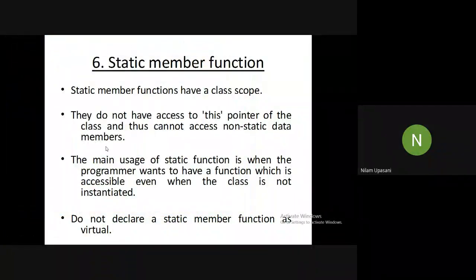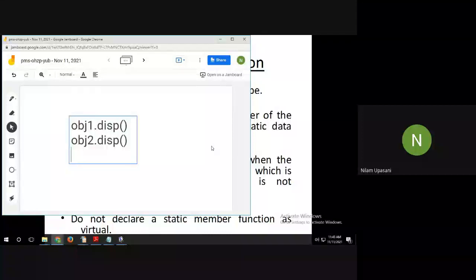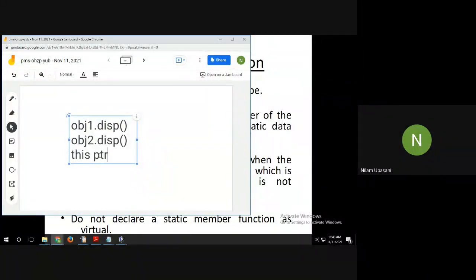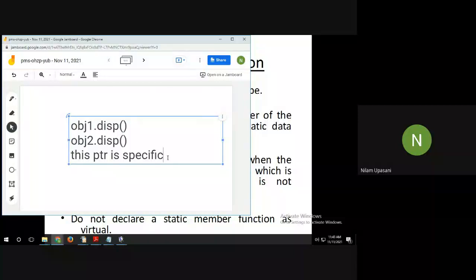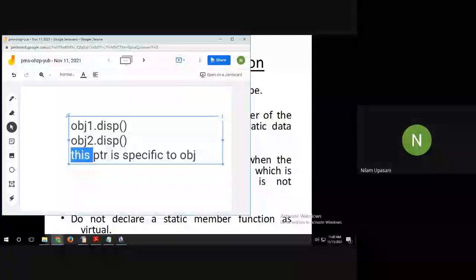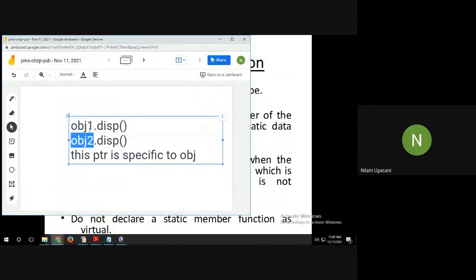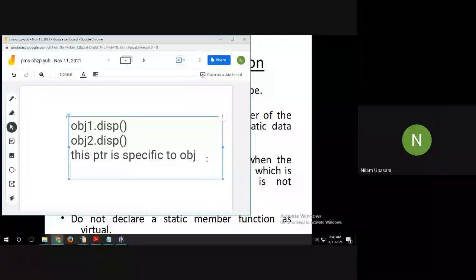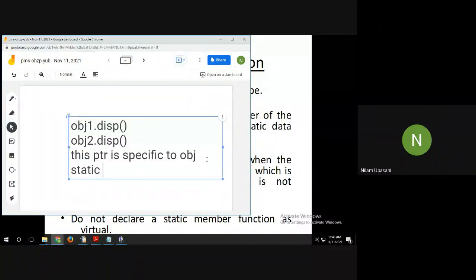If it is specific, in that case, is this concept applicable to static function or static variable? What we have seen, this pointer is specific to object, isn't it? We have seen that this pointer is specific to object. Like at this moment it is pointing to object 2, at this moment it is pointing to object 1. So if this pointer is specific to object, my question is, is it applicable to static, either function or variable?